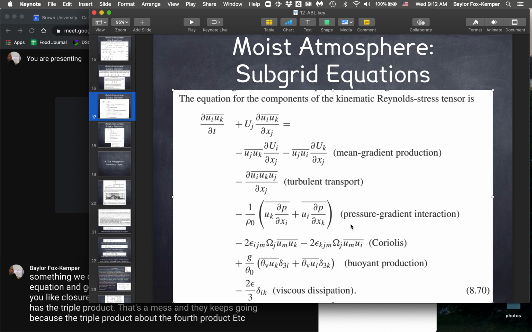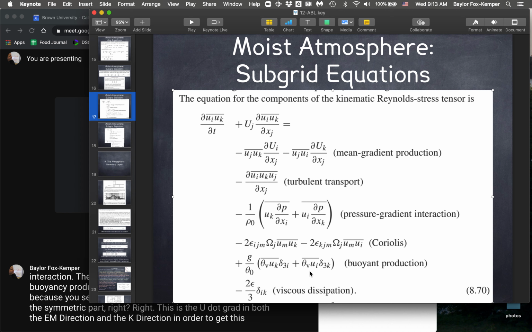There's the pressure gradient interaction. There's the Coriolis force. And there is the buoyancy production. We get two terms in the Coriolis force because you symmetrize. You have to make sure that you get the symmetric part right. This is the U dot grad in both the M direction and the K direction in order to get this term.